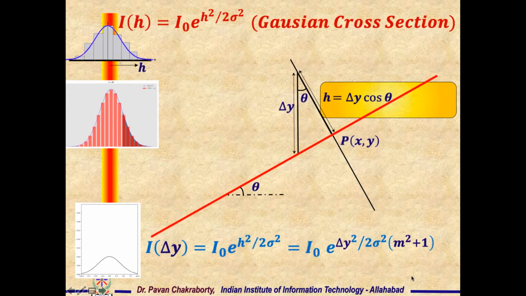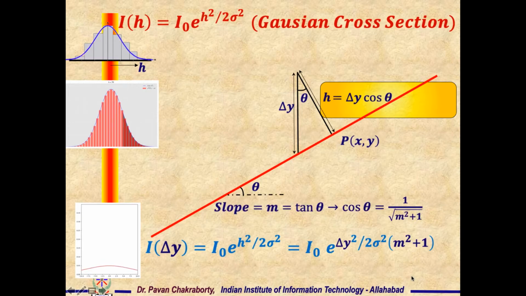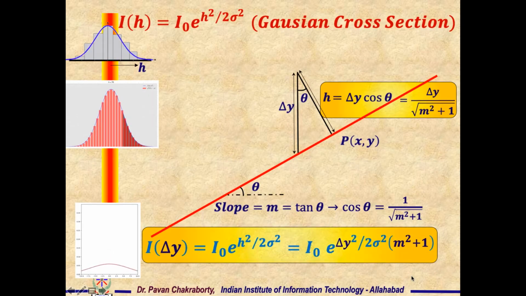Now theta is dependent on the slope. As we see, the slope m is tan theta, from where I can derive cos theta as equal to 1 upon the square root of m squared plus 1. And if I replace h by the function delta y divided by the square root of m squared plus 1, I have the equation given below.